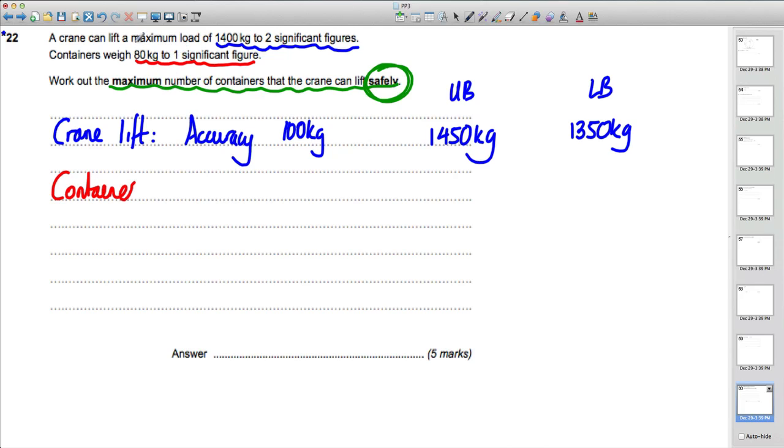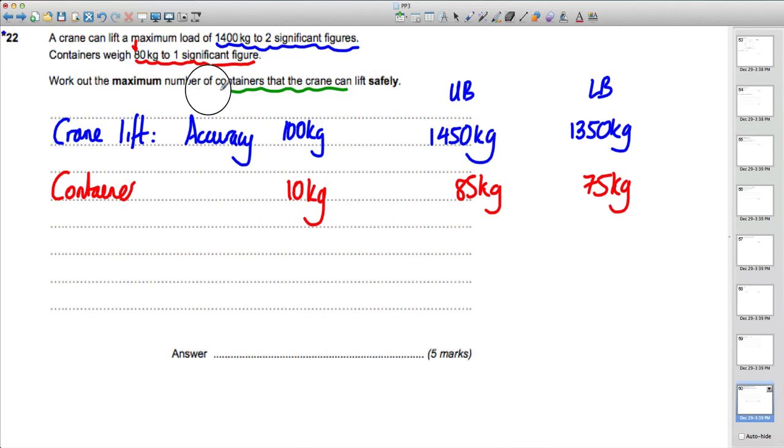Let's now deal with the container. Well, it's one significant figure, so it's the tens you care about. The accuracy is 10 kilograms. So for the upper bound, you halve the 10 and add it on, it'd be 85 kilograms. And you halve the 10 and you subtract it for the lower bound, 75 kilograms. Now, imagine you were the foreman in a yard where people are working, and you've got a crane. What would you be happy with, for absolute safety, as the maximum number of containers you could put on a crane?